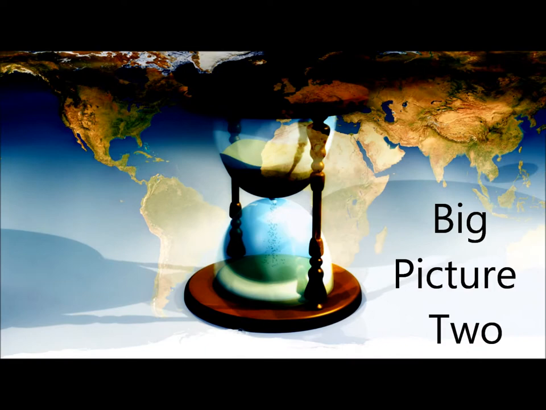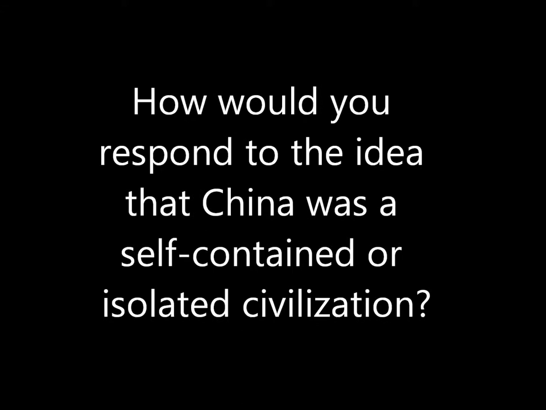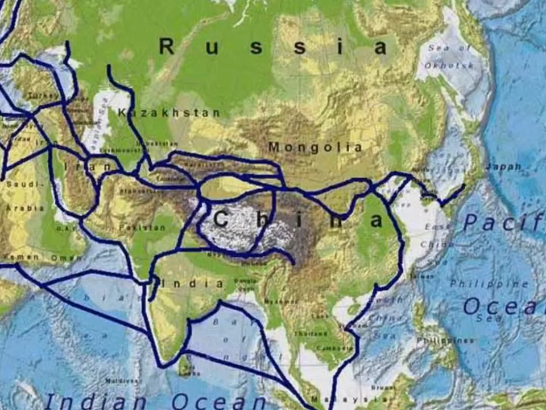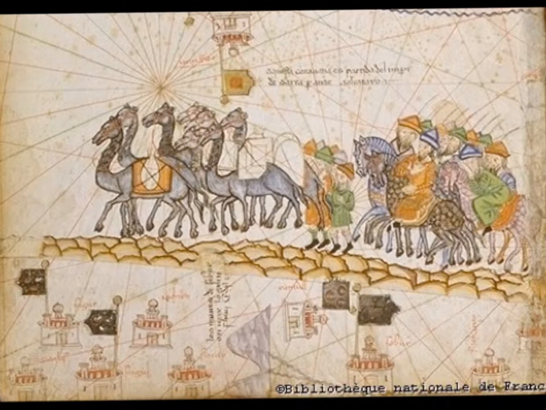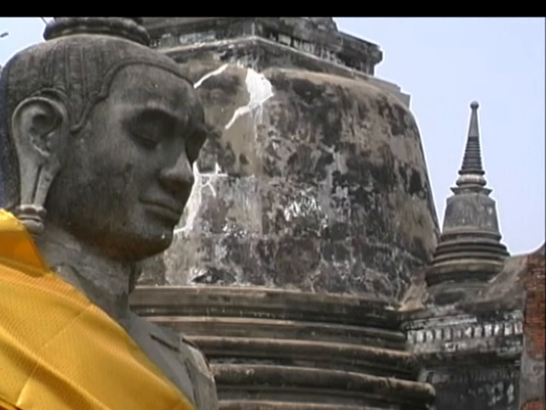The second big question is, how would you respond to the idea that China was a self-contained or isolated civilization? In looking at that, many developments noted in the chapter in your book, including China's active participation in long-distance trade, the tribute system, which established ties with China's neighbors, and the influence of Buddhism on Chinese societies.